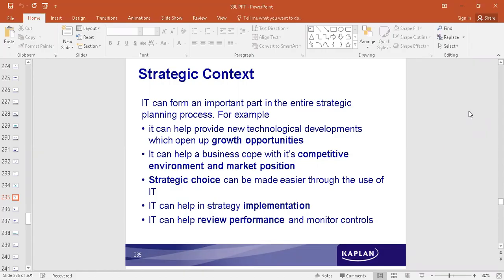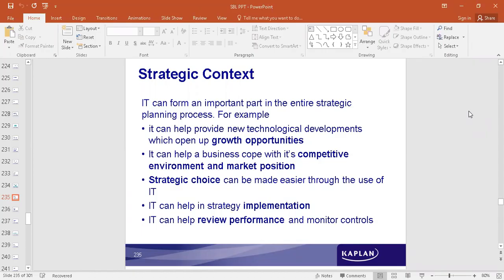In simple terms, we can put that as the hardware of the systems is called IT. Because of the technological changes, the hardware or the systems that are available can simplify the work. By use of the devices or the tools of IT, things can be implemented in a better manner, work can be taken up in a better manner. So IT can form an important part in the entire strategic planning process.